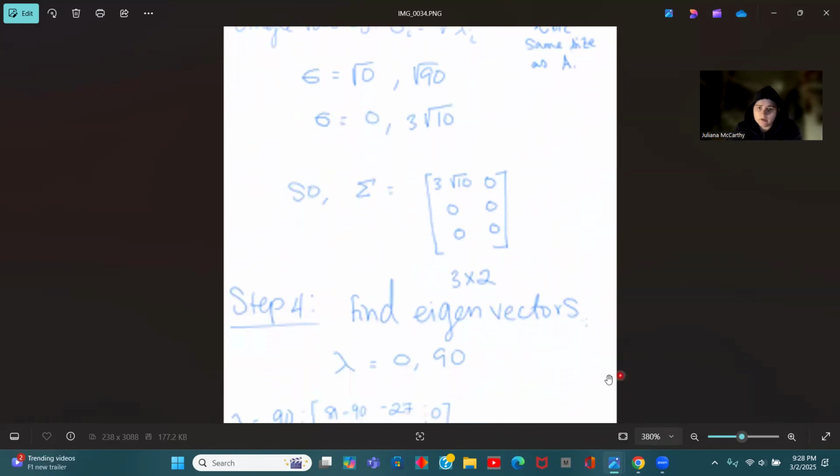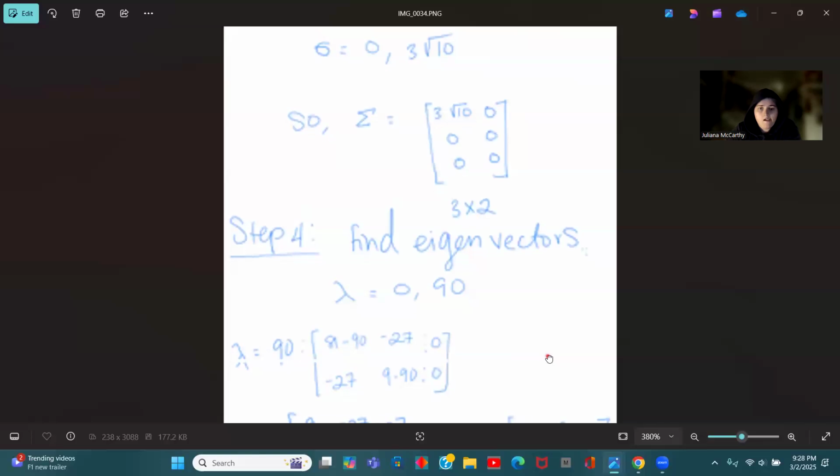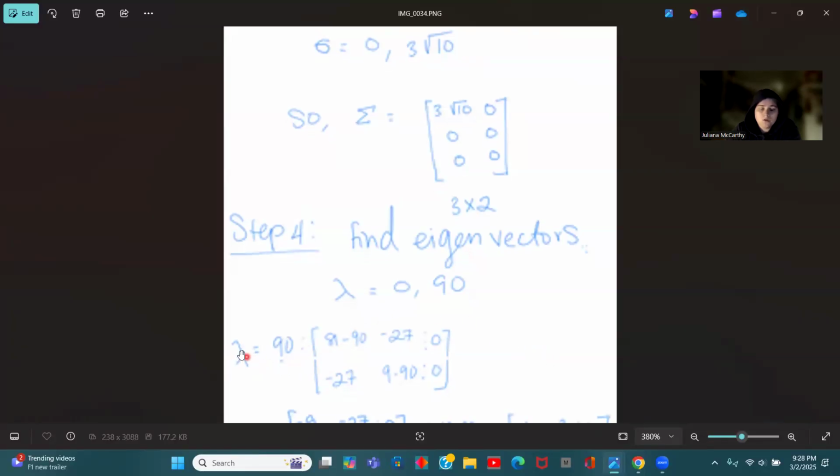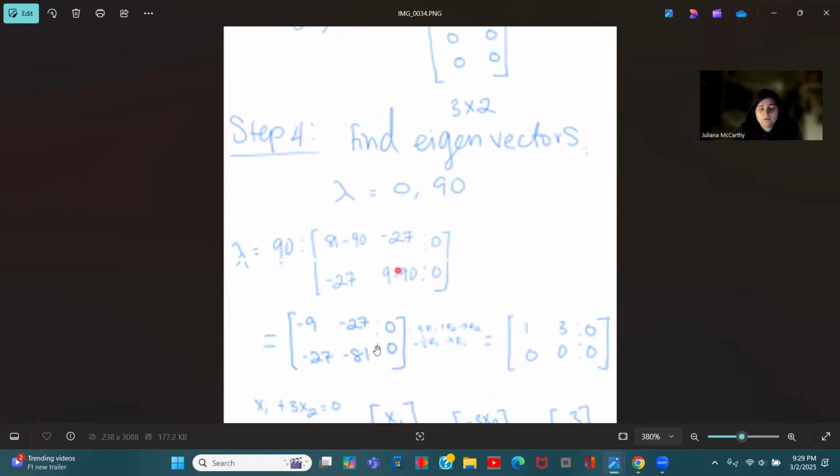Now, using our eigenvalues, we can find our eigenvectors. So we know how to do this. Our first eigenvalue is 90. We just plug that into our A minus lambda times the identity matrix. And so it's 81 minus 90, negative 27, 9 minus 90, and then augment it with 0 so we can solve for it. We get this, and then using some row operations, we can simplify it into 1, 3, 0, 0.